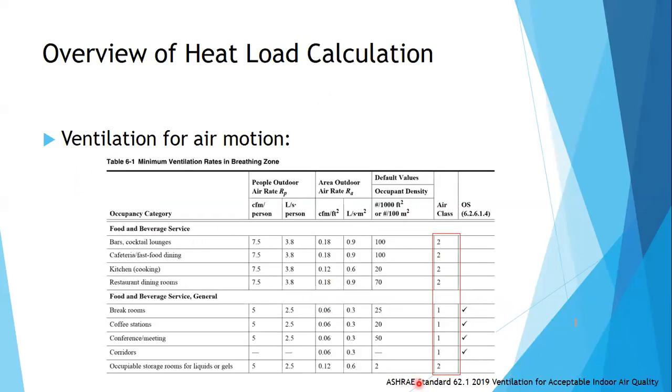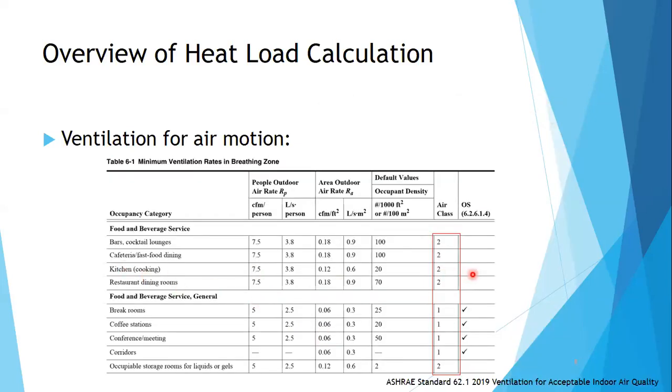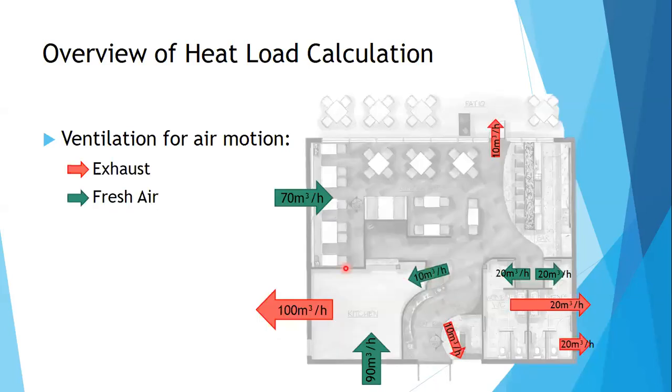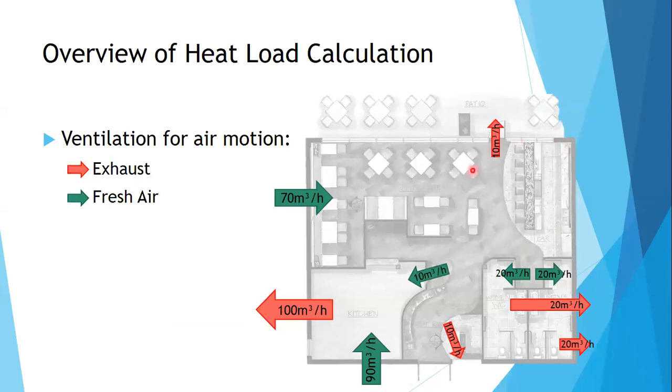Again, we're at ASHRAE standard 62.1 2019, table 6.1. Again, earlier I mentioned the air class. This air class tells you which air from what area can go to another. Okay. Our example here earlier is a restaurant. This kitchen is class 2, which means the air from here is class 2. Here in corridors or break rooms or coffee stations, these are class 1, which means air from here cannot go here, and air from here can go here.